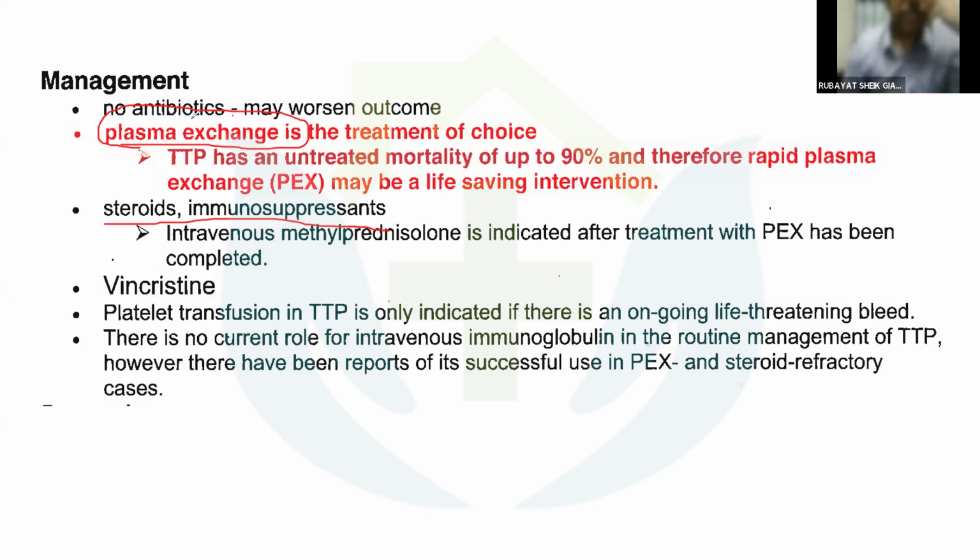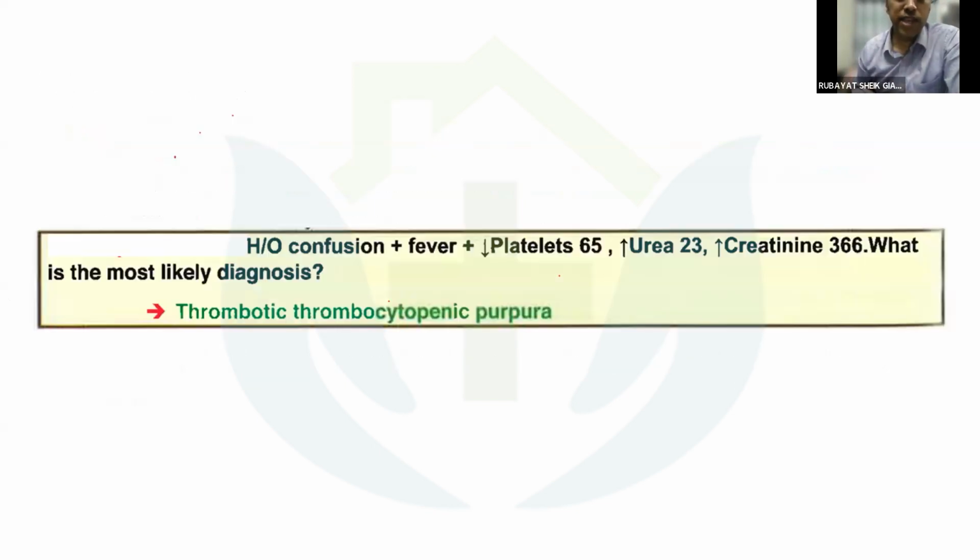So you remember plasma exchange. This is the first line treatment of TTP, and the rest of the drugs, steroids, immunosuppressants, you may use later, not commonly asked. So this is a type of scenario that is commonly asked in the exam. Very favorite question for the examiners. Fever, thrombocytopenia, high creatinine, confusion. Okay, you will have all these clues. You need to come to a diagnosis of TTP.